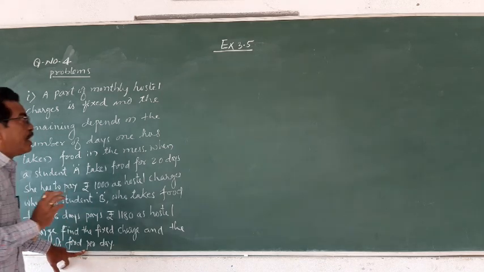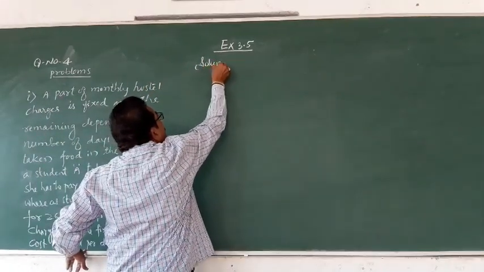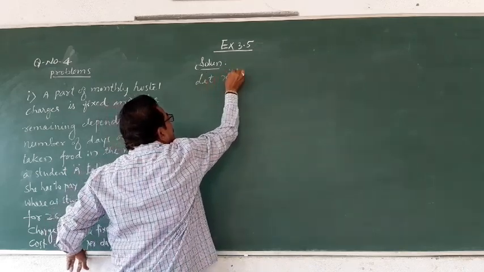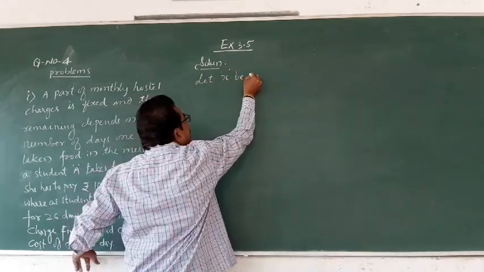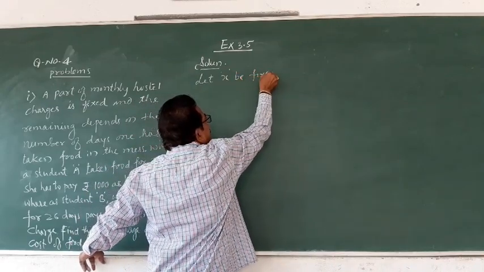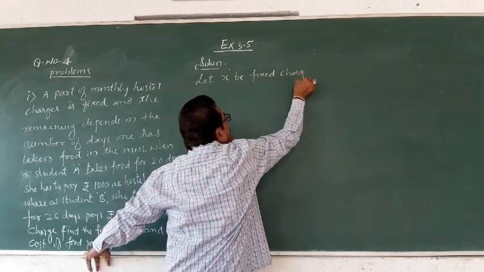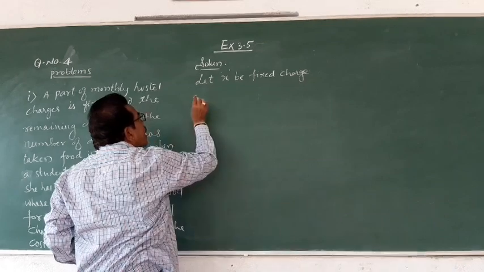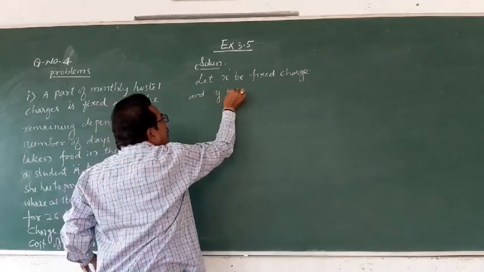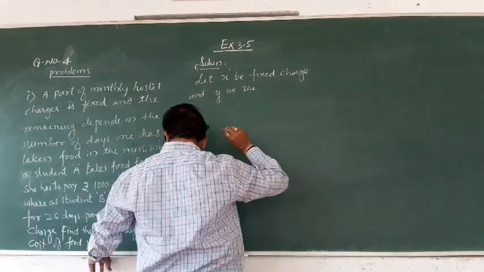So let us consider the solution for this problem. Let X be the fixed charge and Y be the cost of food per day.